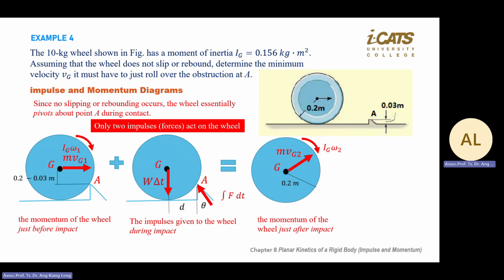So the first diagram will be mv and I omega. The second diagram will be all the forces. The third diagram will be only velocity and omega. It comes as a set: mv1, I omega 1, W dt, F dt, and mv2 and I omega 2.